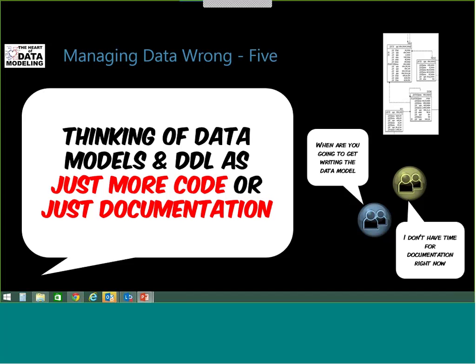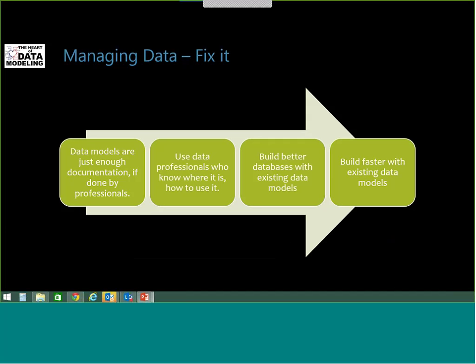Are you going to get the data model done? I don't have time for documentation right now. Well, if you think of the data model as just after-the-fact documentation, I agree, not very agile, and in theory, not going to be used on the next project. I would consider that dysfunctional data modeling.